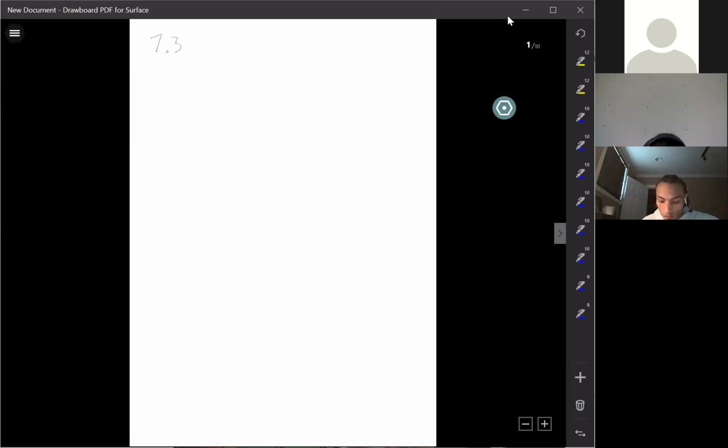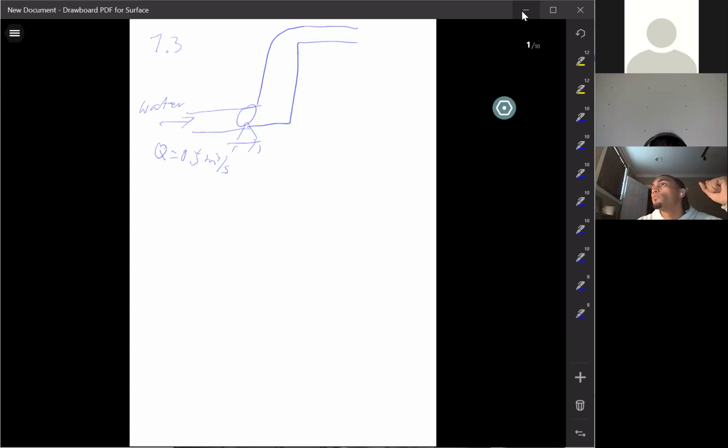It says this. It's a typical piping pump system, piping system. It gives you the flow rate. Flow rate is 0.5 cubic meter per second. What else? It's water. This is the pump. At the inlet, the elevation, this is 1, this is 2.